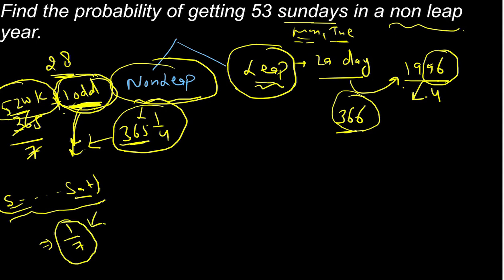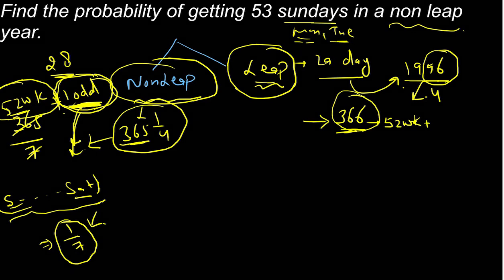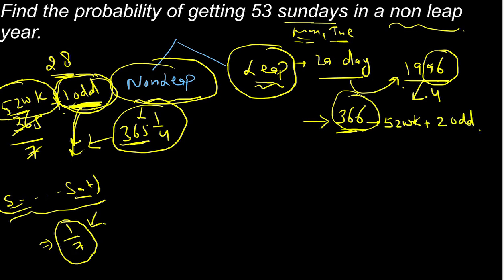But what will be in the case of a leap year? In a leap year, obviously there are 52 weeks, and how many extra days? So 2 extra days are there.